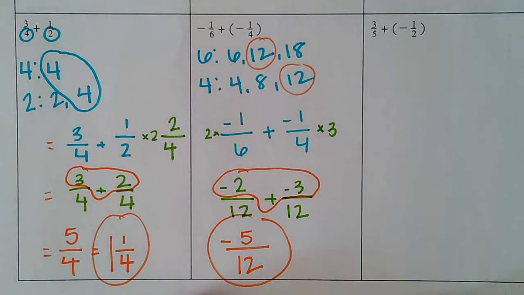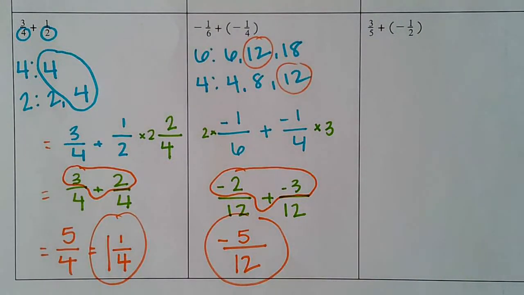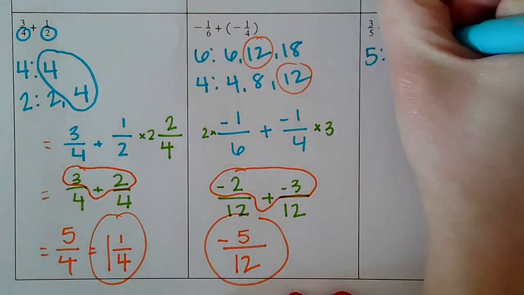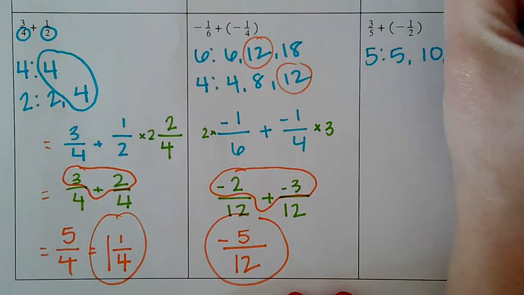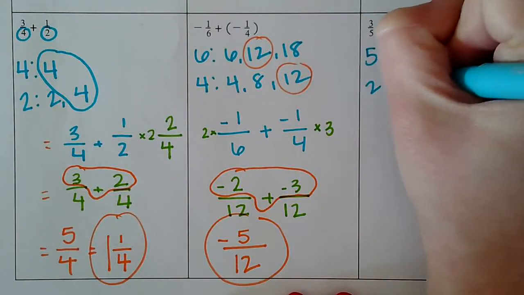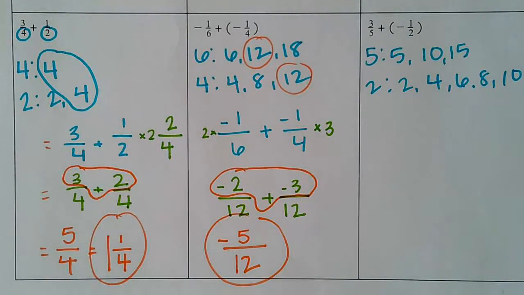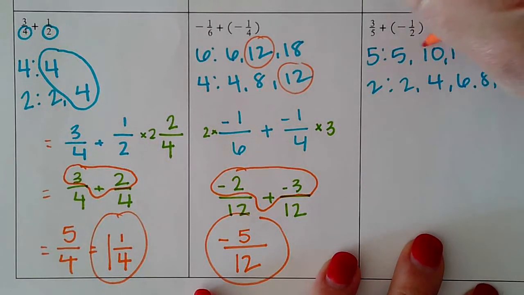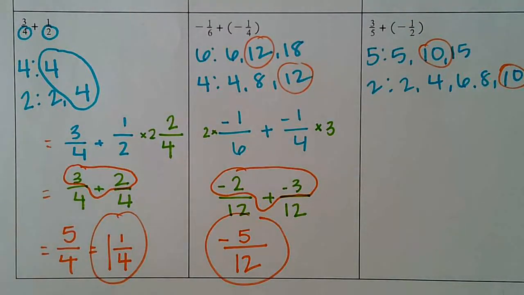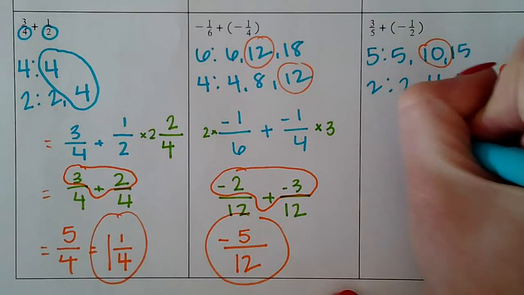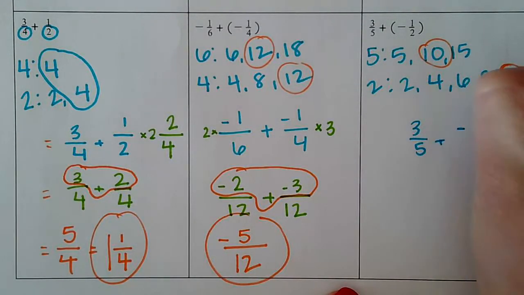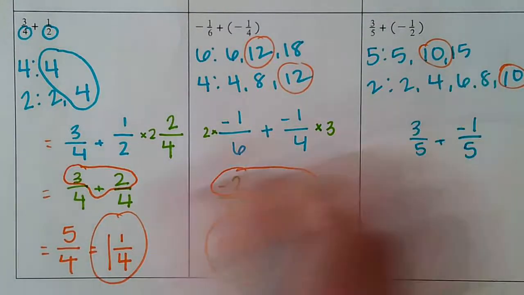All right, one more example here. I've got 3/5 plus negative half. Again, I do not have common denominators, so I need to find those. 5, 10, 15, 2, 4, 6, 8, 10. If you already know those off the top of your head, you're welcome to do that. Or if you need to count it out, write it out for yourself. That works as well. So I go ahead and rewrite my problem, attach my negative to the numerator.